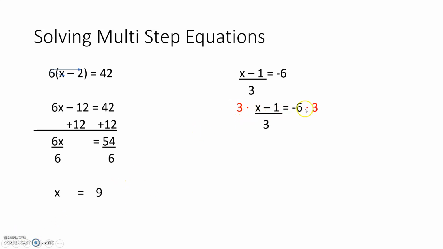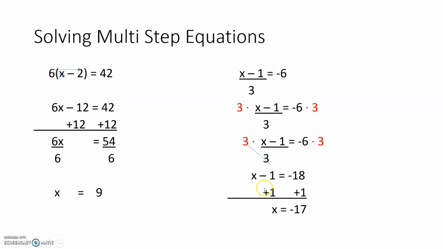If I multiply both sides by 3, what happens on the left side is they cancel out. So I put a strike through. They cancel out, and I'm left with just this x minus 1 equals negative 18, because negative 6 times 3 is negative 18. Then I have a 2-step equation just like I did in the first problem. I'm going to add 1 to both sides. Oh, actually I have a 1-step equation because there's nothing in front of the x. So I have x equals negative 17.